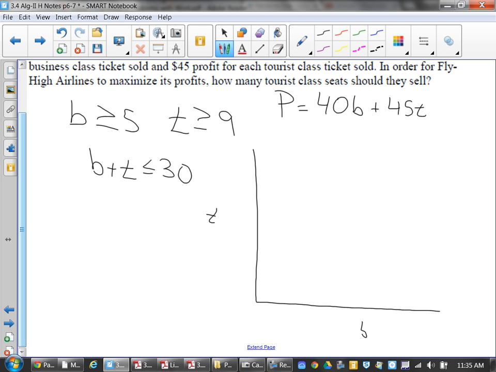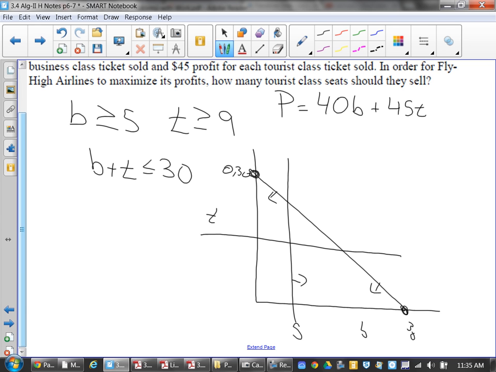Your intercepts for that would have to be at 30 and 30. So just put them out. And it's moving inward. Okay. Your business class has to be more than 5. So throw a 5 in. And tourist class has to be more than 9. So you wind up with this little triangle spot there.